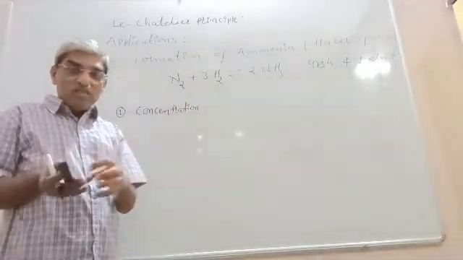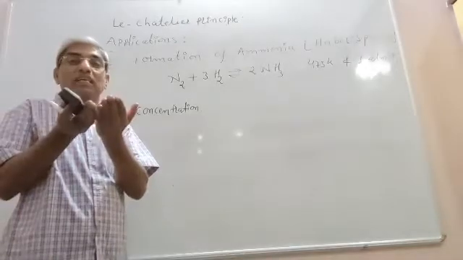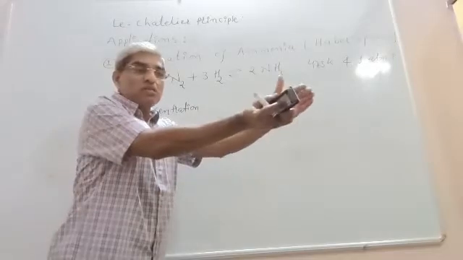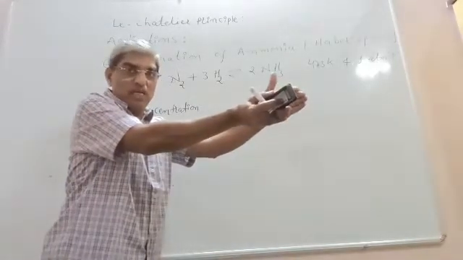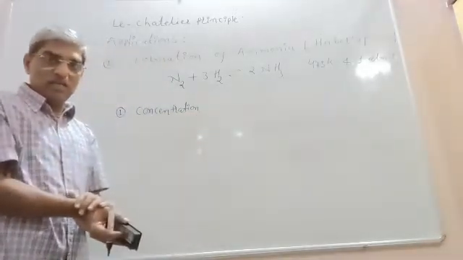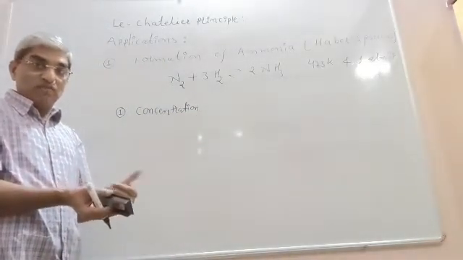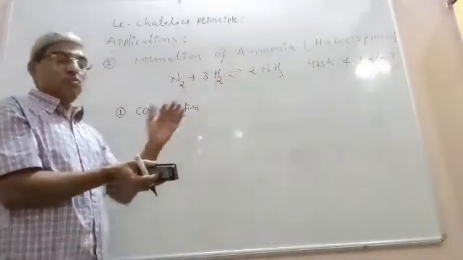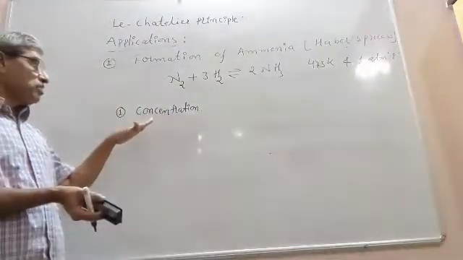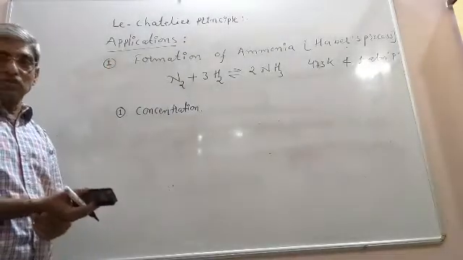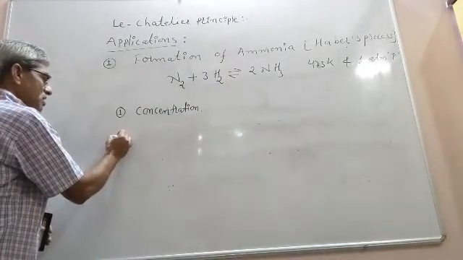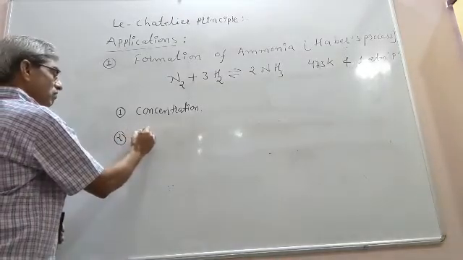How? If the concentration of N2 or H2 increases, then the increase in concentration will shift the equilibrium towards the product, ammonia. Ammonia is a product, therefore more ammonia is obtained. That's why our aim of getting more ammonia is fulfilled by using Le Chatelier principle, by increasing the concentration of N2 or H2. Then second factor, effect of temperature.